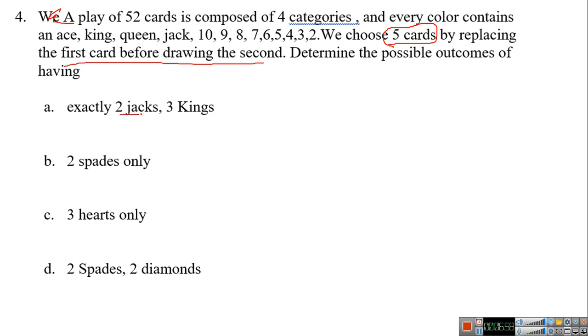Determine I want 2 jacks and 3 kings. So how many jacks do I have in a deck? I have 4. How many jacks do I want? 2. How many kings do I have? 4. I want 3. So 3 plus 2 is 5 cards. I want 2 spade only. How many spades do I have in a deck? You have 13. I want 2. The rest remains 3 cards. The 3 can be not spade. It can be heart, club, diamond. So I have 13 heart, 13 club, 13 diamond. That makes 39.